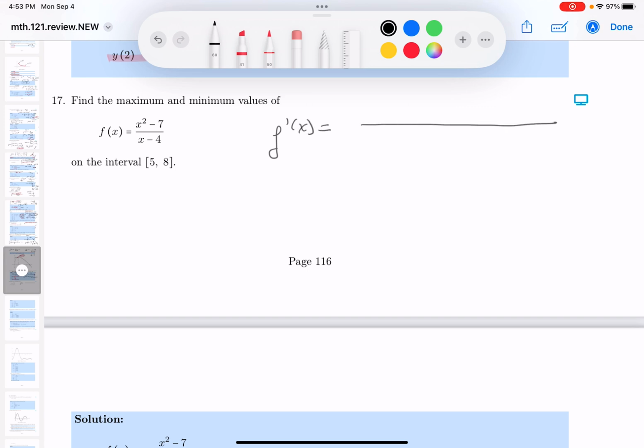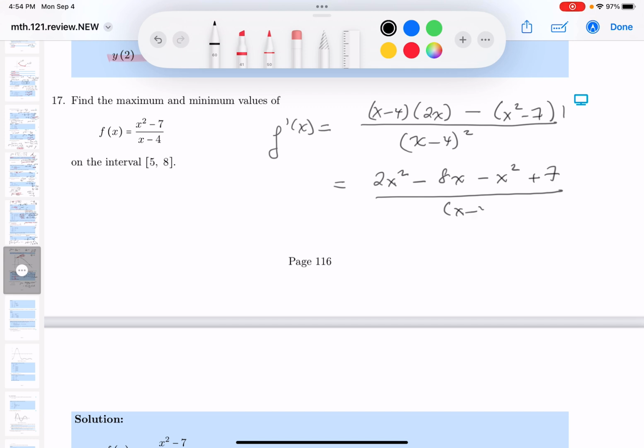And I'm going to square the bottom. Take the bottom to the top, and that's going to be x minus 4, times the derivative of the top, which is 2x, minus the top, x squared minus 7, times the derivative of the bottom, which is just simply 1. All right, what do we get over here? Let's see, 2x squared minus 8x minus x squared plus 7 over x minus 4 squared.